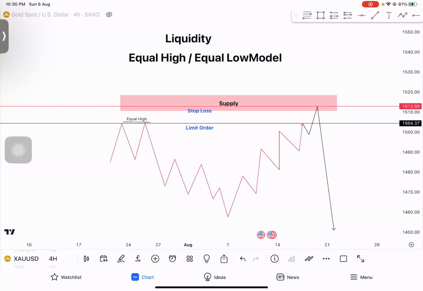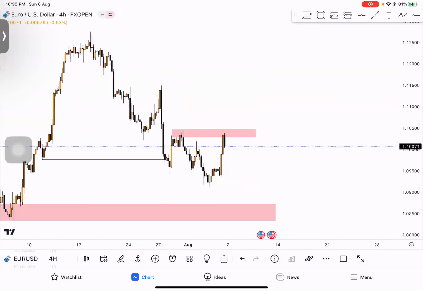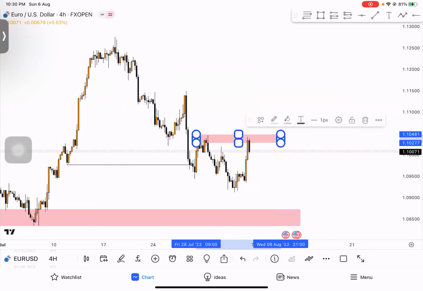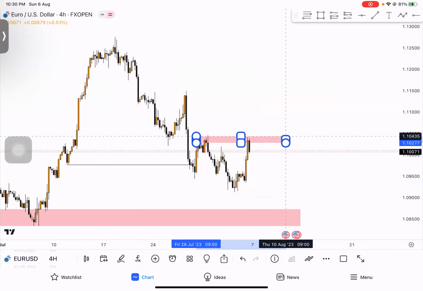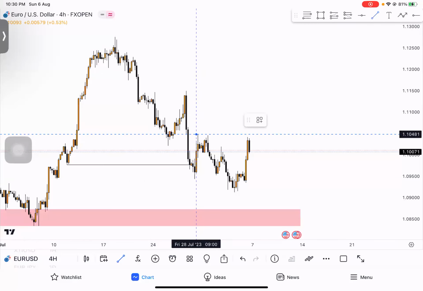If you don't have any questions, we go to the real market and see the equal high model. I will show you on the same Euro USD. Right here, got the equal high, brothers. Here got the equal high.